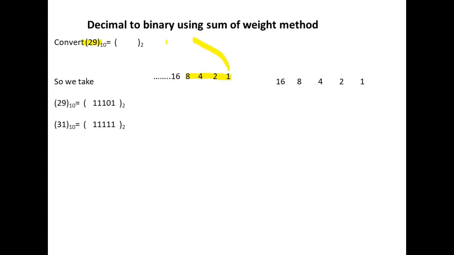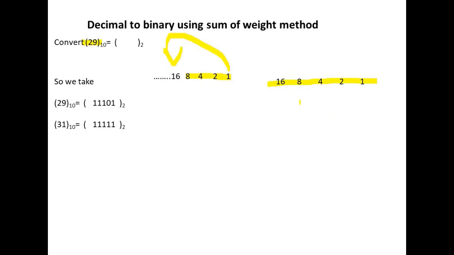It means again we have to increase one weight. So we have 1, 2, 4, 8 and 16. Here we see that we can find numbers up to 31, and 29 comes in this range. It means we have to take 5 digits. So write the weights separately in this way, and now try to find how we would get 29.